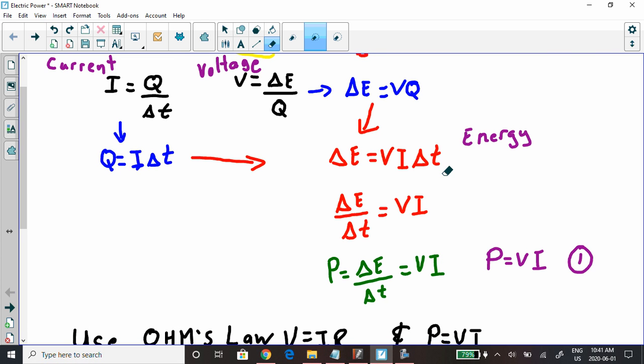Now I'm going to divide each side by time, and I get delta E, change in energy over how much time it takes, is equal to voltage times current. Well, kids, delta E over delta T is our old friend power from chapter 4. So the power of a particular load, light bulb, motor, speaker, you name it, is equal to the voltage across it times the current through it. So that's a good first step, and here's your first equation for power.